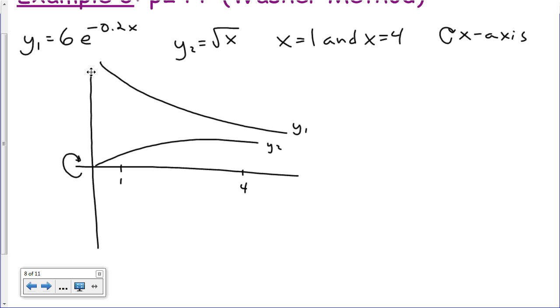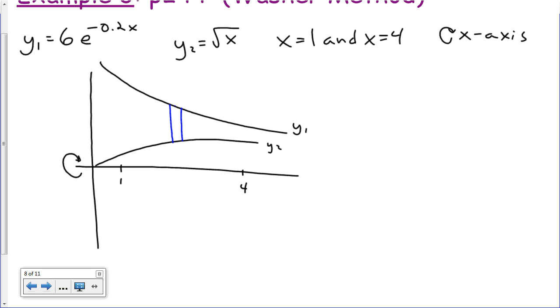Now your slice, when you sketch it in, is perpendicular to your axis of rotation. So we've got the x-axis, that's horizontal, as our axis of rotation. That tells me my slice must be vertical. So we'll draw our slice in right here. And notice no matter where I draw that slice, it's always going to go from the y1 curve on the top to the y2 curve on the bottom. So that one slice represents all of them.